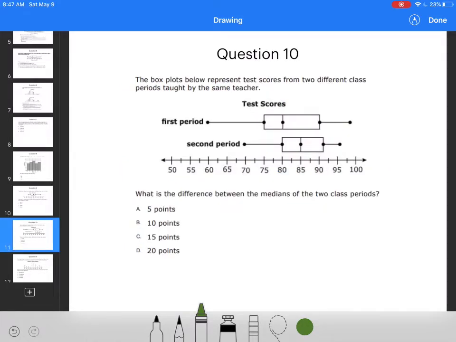The box plot below represents test scores from 2 different class periods taught by the same teacher. What is the difference between the medians? Well, your median is your Q2, or the center of your box. So difference is where you subtract. So 85 minus 80 would be 5 points. So what's the difference in their medians? 5 points.